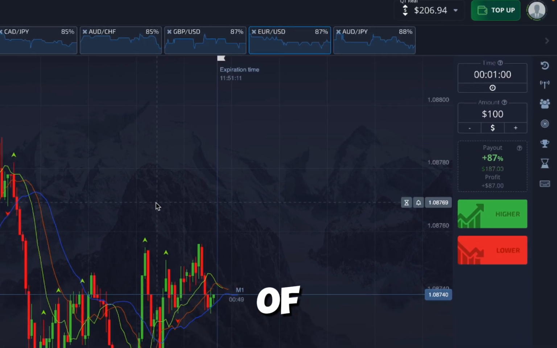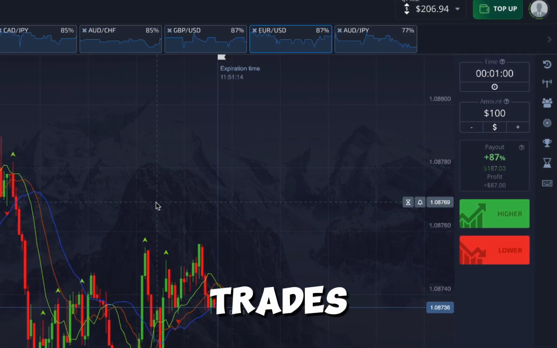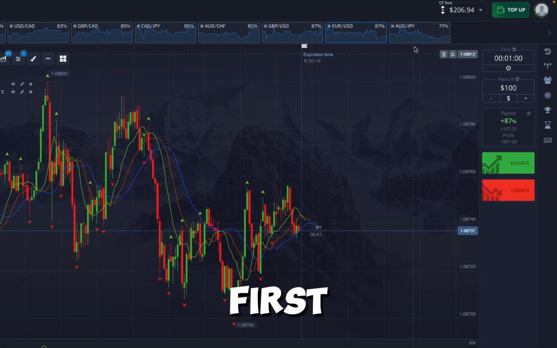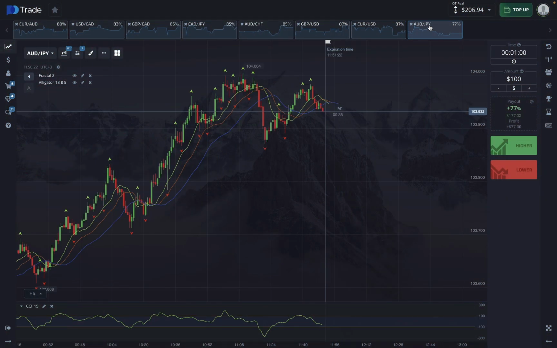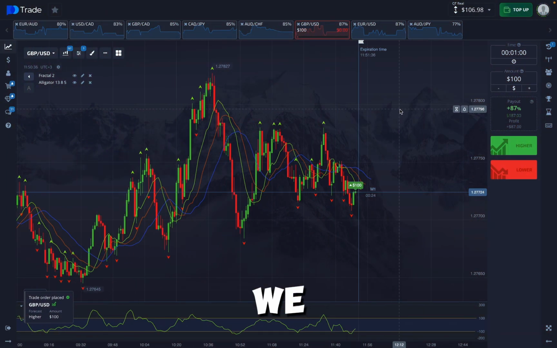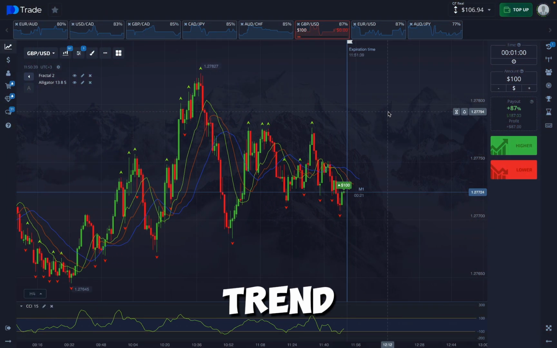Let's start with the trade of $100. All trades I will open on the minute time frame. Let's start and choose the first currency pair. Here we can try to open a trade against the trend direction.